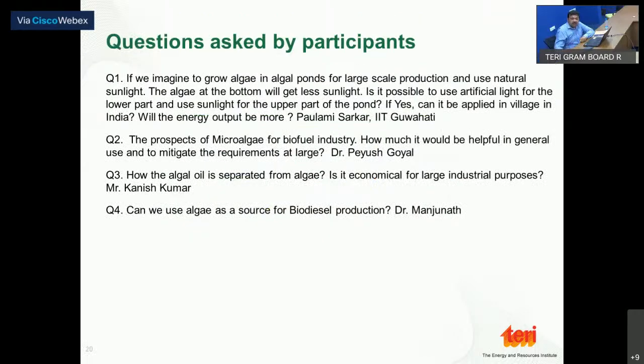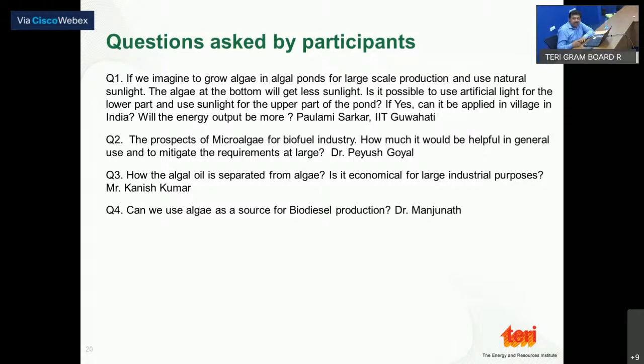Before going into my talk, I will go through some of the questions from the participants. One question is from Pauline Sarkar from IIT Guwahati: if you grow algae in an algal pond for large-scale production and use natural sunlight, the algae at the bottom will get less light, of course. Is it possible to use artificial light for the lower part and sunlight for the upper part of the pond?